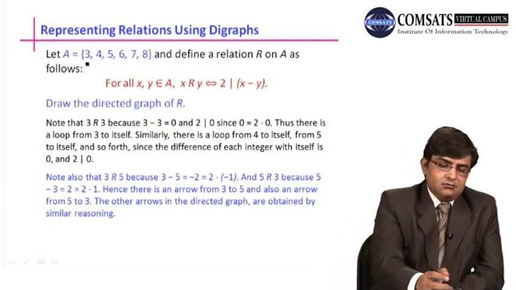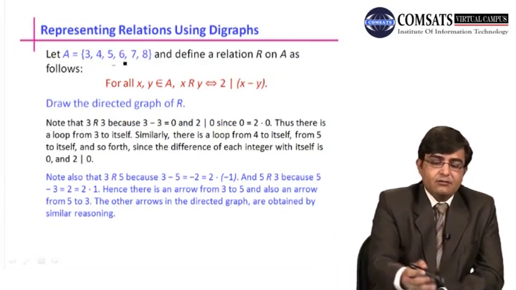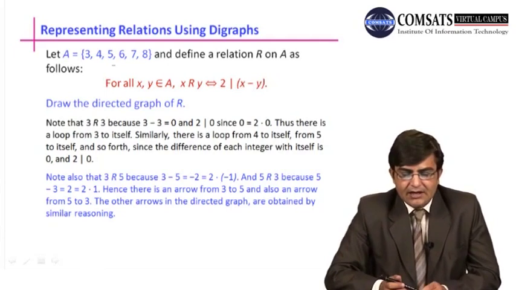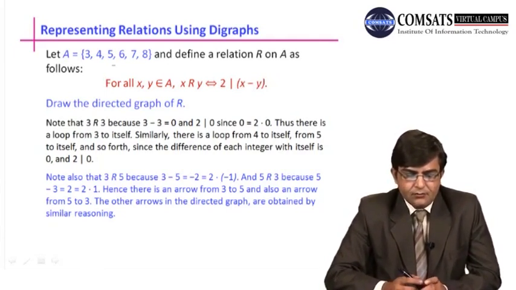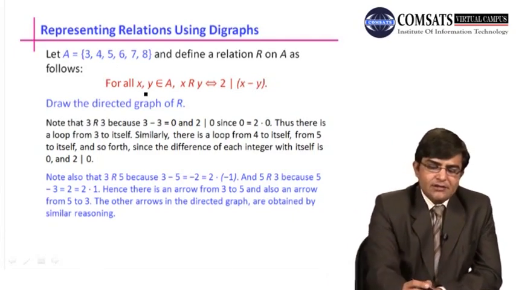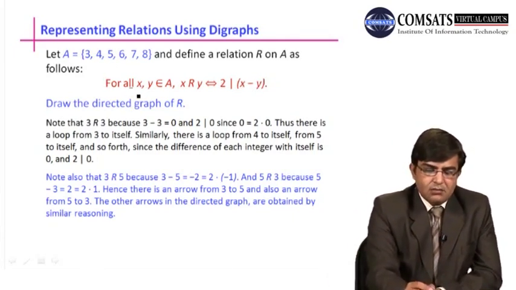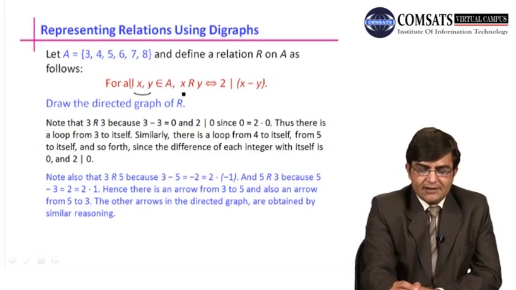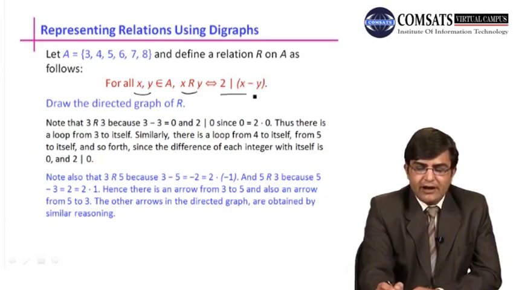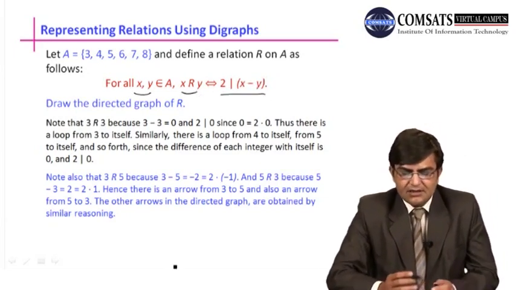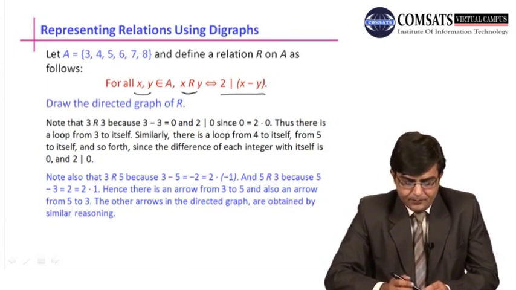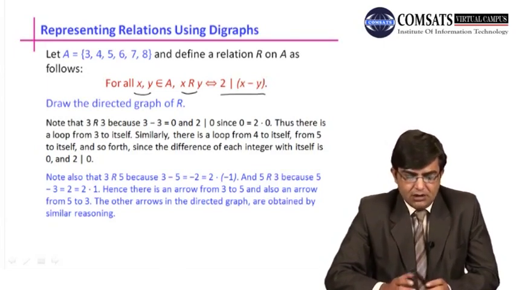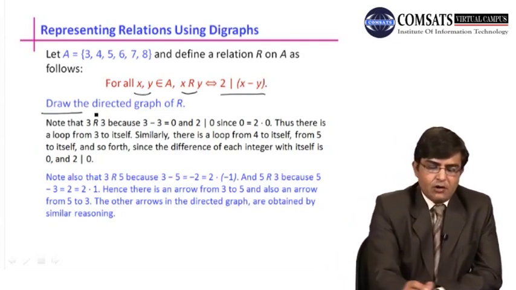Let A be the set {3, 4, 5, 6, 7, 8} and define a relation R on A as follows. For two elements x and y of A, x is related to y if and only if 2 divides x minus y. This is basically the congruence modulo 2 relation. I hope you know it already, we have discussed it. Draw the directed graph of R.